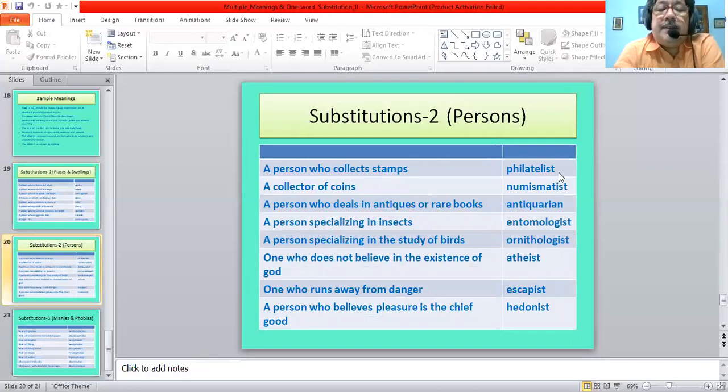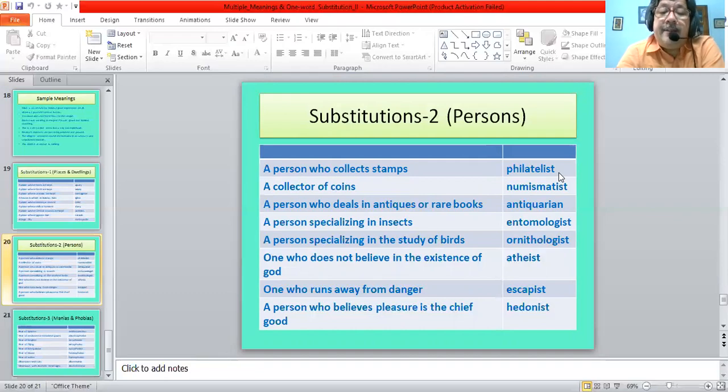Now again there are names of persons. For example, a person who collects stamps is a philatelist. A collector of coins is a numismatist. A person dealing in antiques or rare books is an antiquarian. A person specializing in insects is an entomologist. A person specializing in the study of birds is an ornithologist.